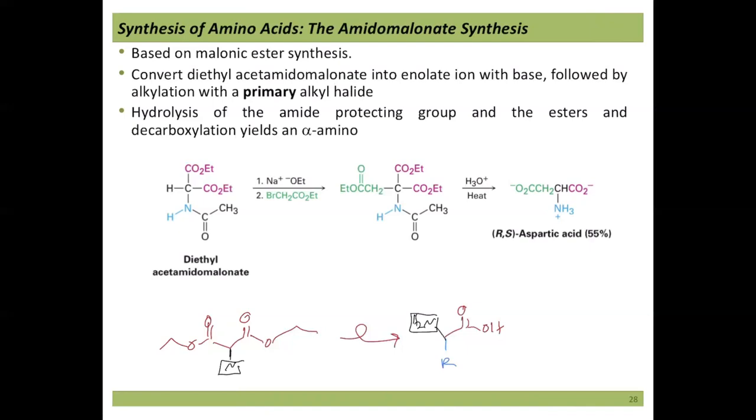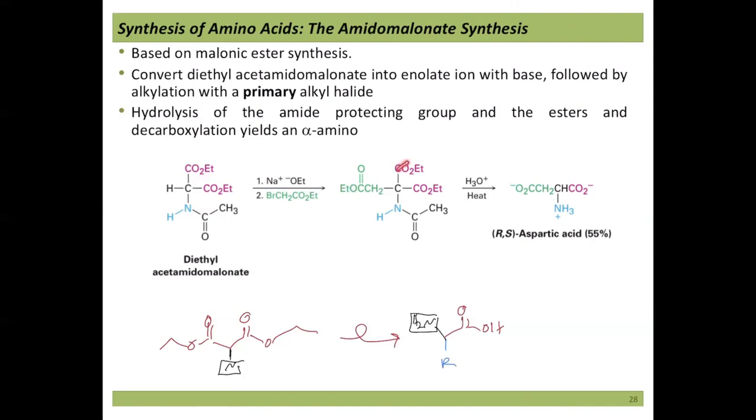So that's what this diethyl acetamidomalonate does. We actually run the reaction just like we would with a malonic ester. We deprotonate at the alpha position, make an enolate. That enolate would then attack an alkyl halide, kicking off the bromine, and you end up with this big, scary looking molecule that when we treat it with acid does a bunch of different reactions.